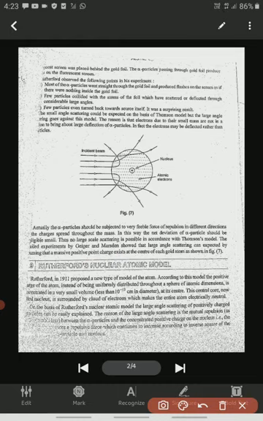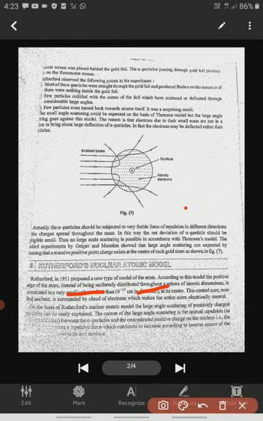What are the main assumptions of Rutherford according to this experiment? From this experiment he gave some assumptions about alpha particle scattering. In 1911 Rutherford proposed a new type of model of the atom. According to this experiment, he gave some information about the atom.